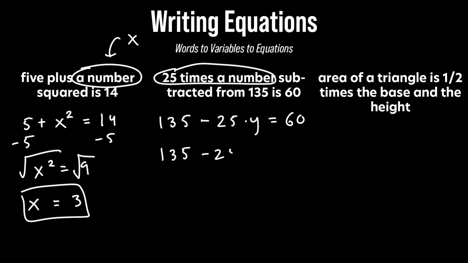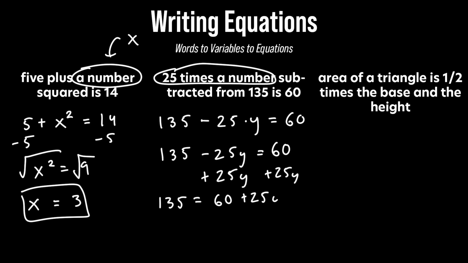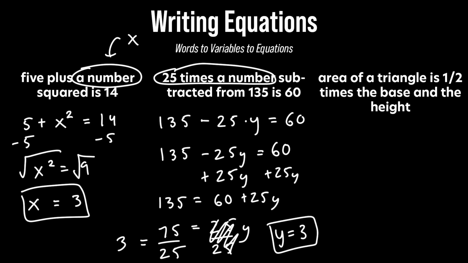So we can multiply out 25 and y, so it's 25y. And now let's add 25y to both sides, and we get 135 is equal to 60 plus 25y. Now let's subtract 60 from both sides, and we'll get 75 is equal to 25y. And now we can divide by 25, and you'll see that we get 3, and this becomes a 1, so we just have y. So y is equal to 3. So that's our answer.